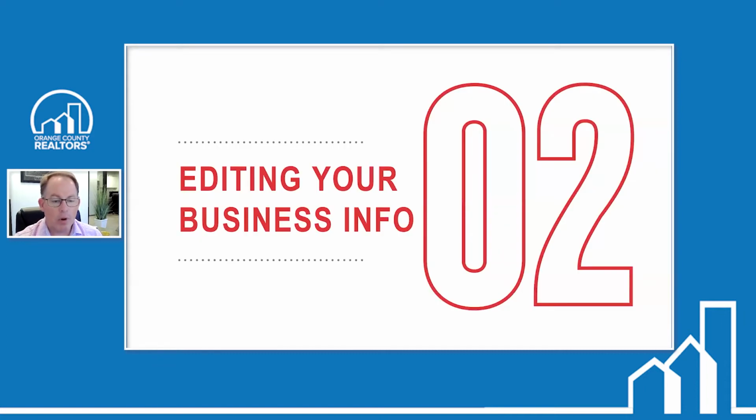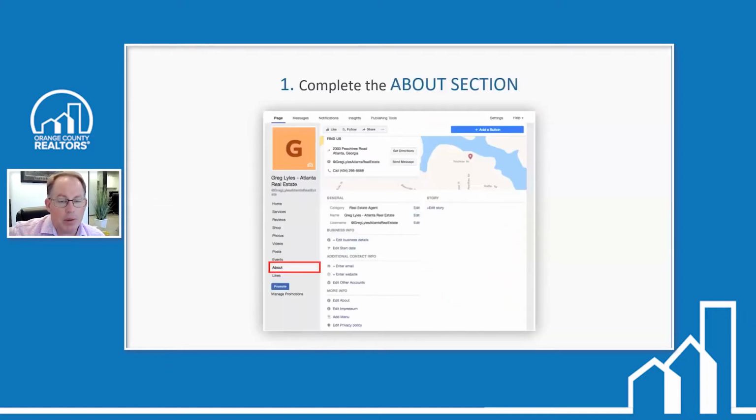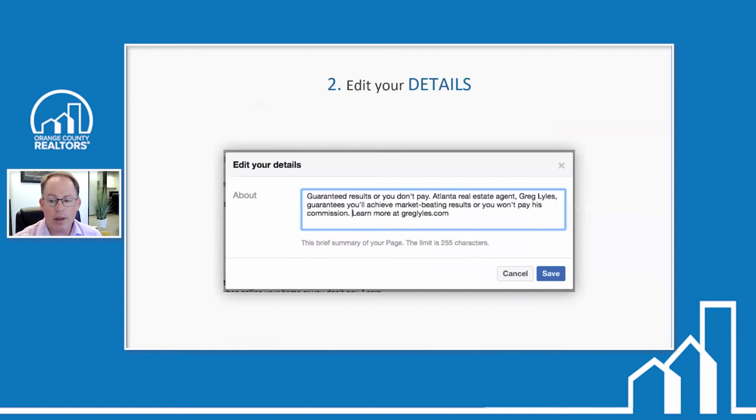All right, next we're going to go in and edit the business info. So there's an about section on your Facebook page, and you want to make sure that you go in and complete this. The reason why is the first 80 characters in this about text with Facebook are used as the meta description in search results. So you want to make sure that you use this space wisely to communicate the unique services or results that you provide as a real estate agent. So that's going to be key that shows up on those search pages.